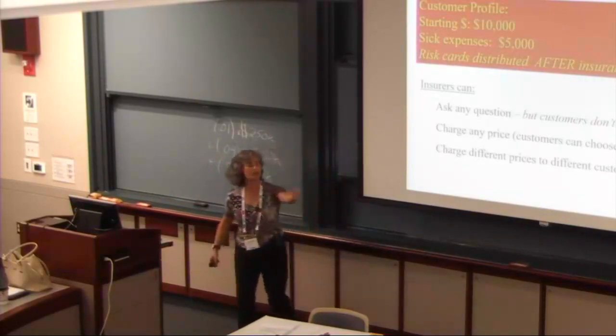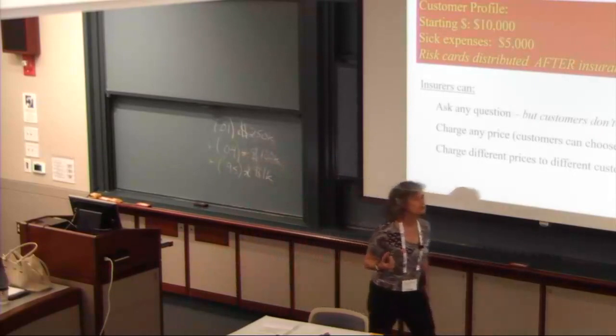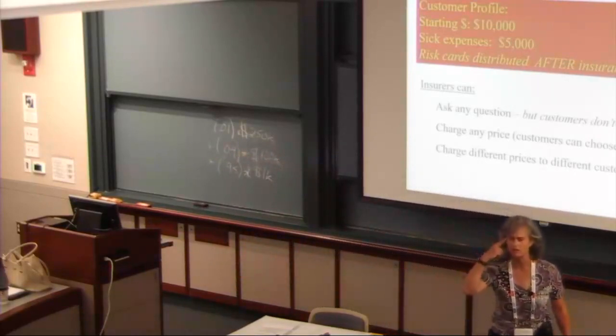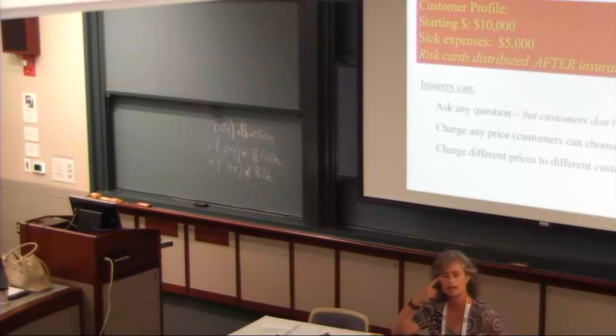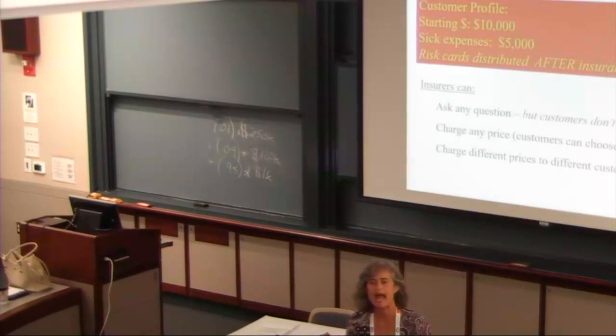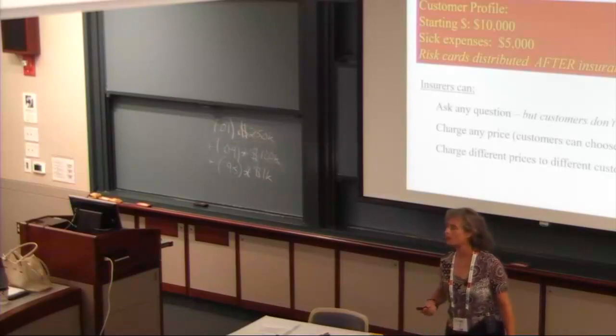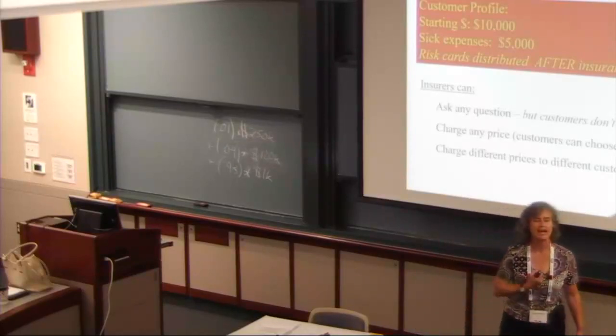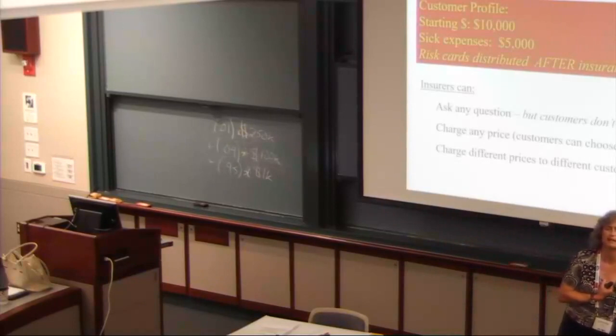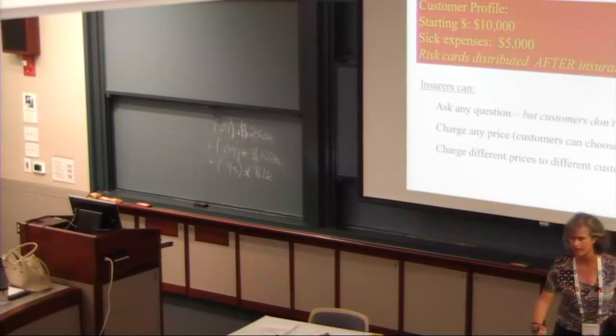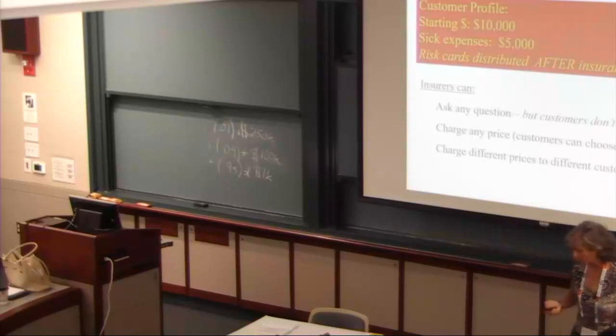So you now have to go buy insurance not knowing what your risk is. And I talk a lot with my students about how you feel, what your gut says. One of my favorite quotes when I'm teaching is, all models are wrong, some are useful. The models are great, but they have to match reality to some extent. And when we're talking about models of human behavior, they have to match how we feel. So this is another scenario: consumers can ask, but customers don't know anything. They can still charge any price, still charge different prices.